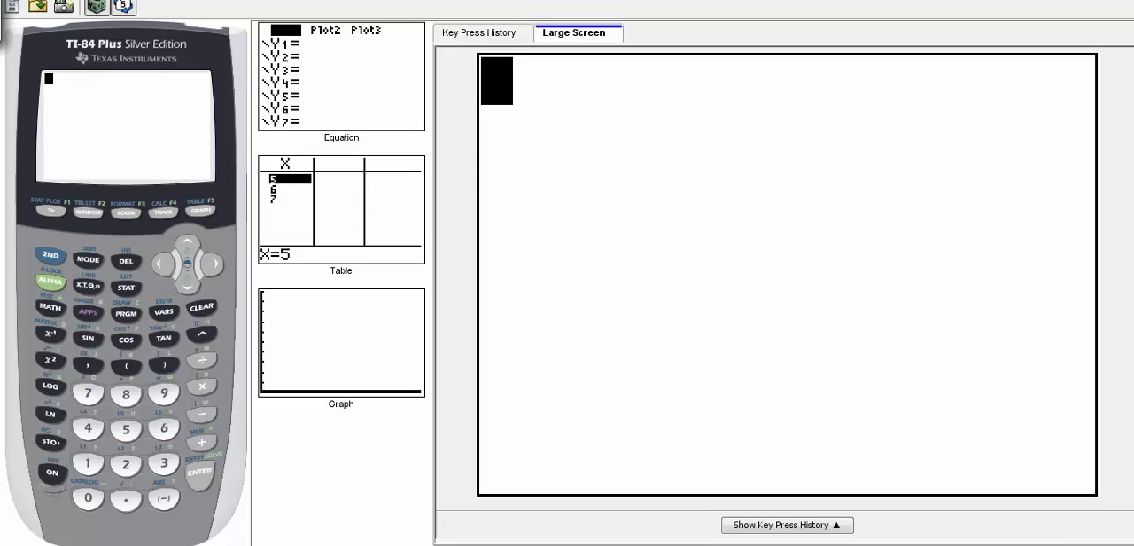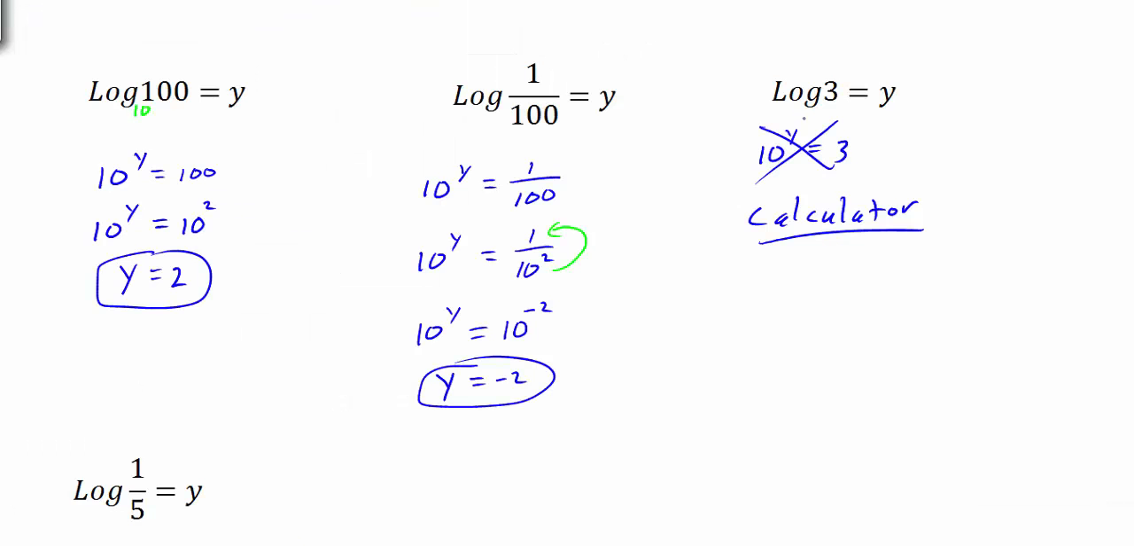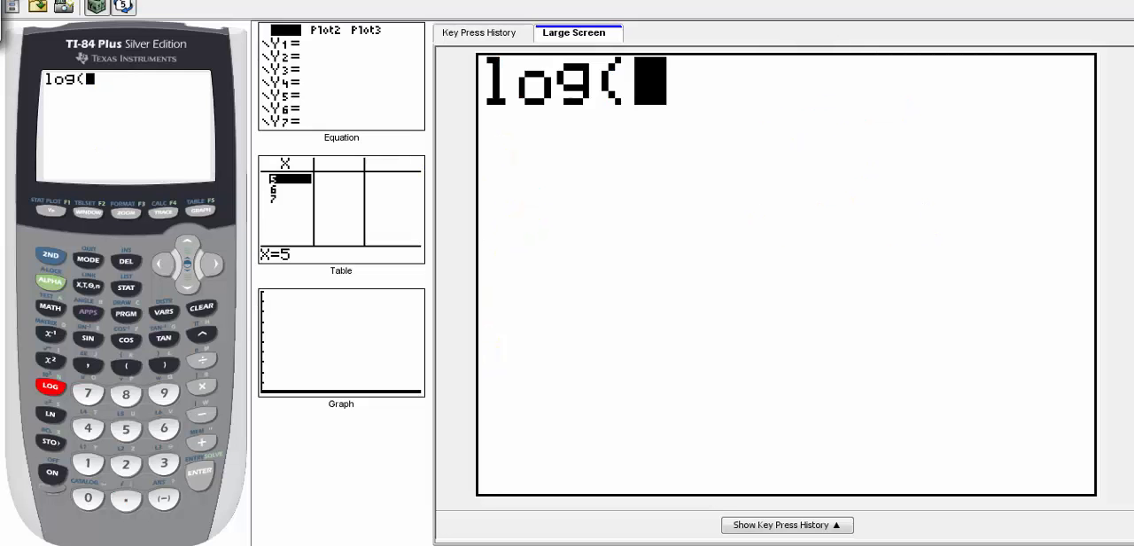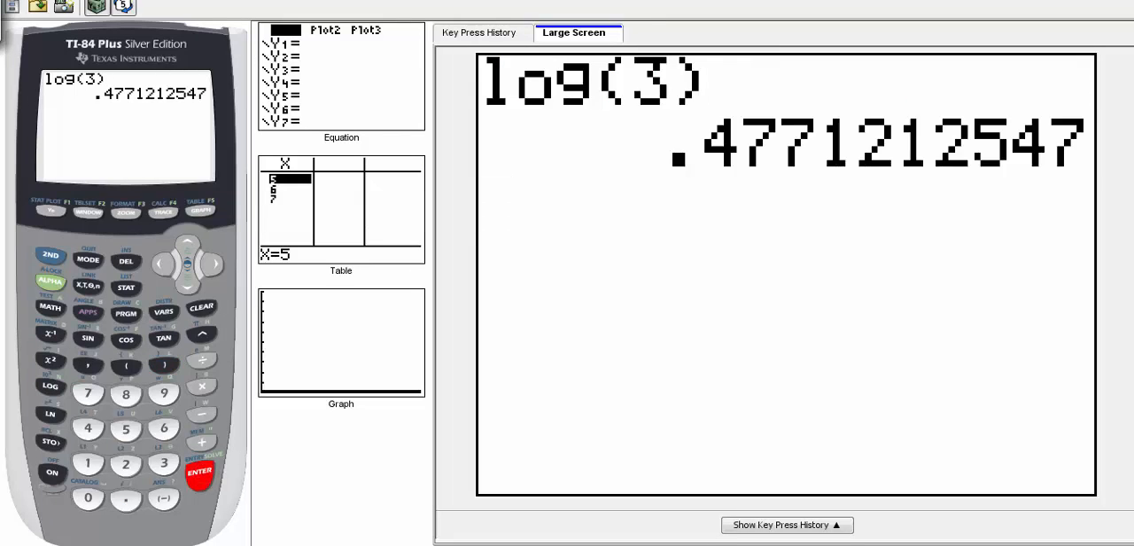And if you notice here, next to your number 7 key, we have a log button. Now, keep in mind, when I hit this log key, this is understood to be base 10. So this log button only works for logarithms of base 10. So we were looking at trying to find the log of 3. Here we would just type log 3, close the parentheses, hit enter, and we get 0.477.